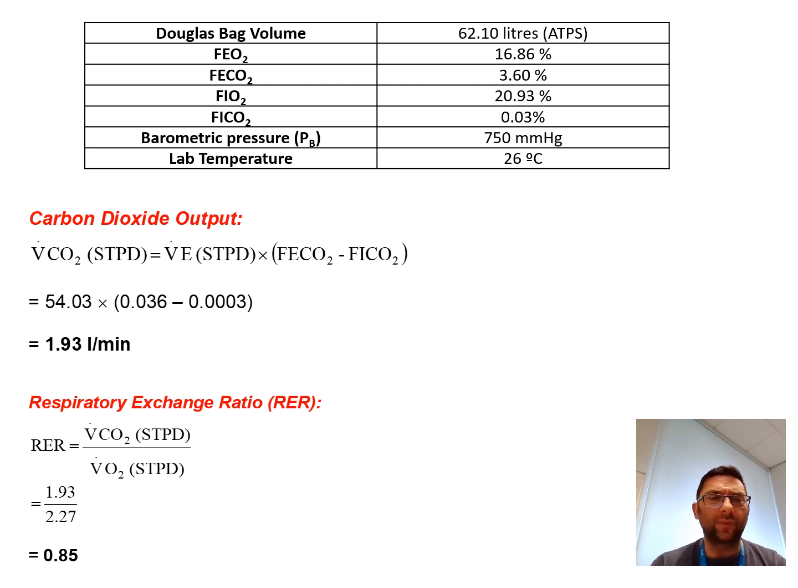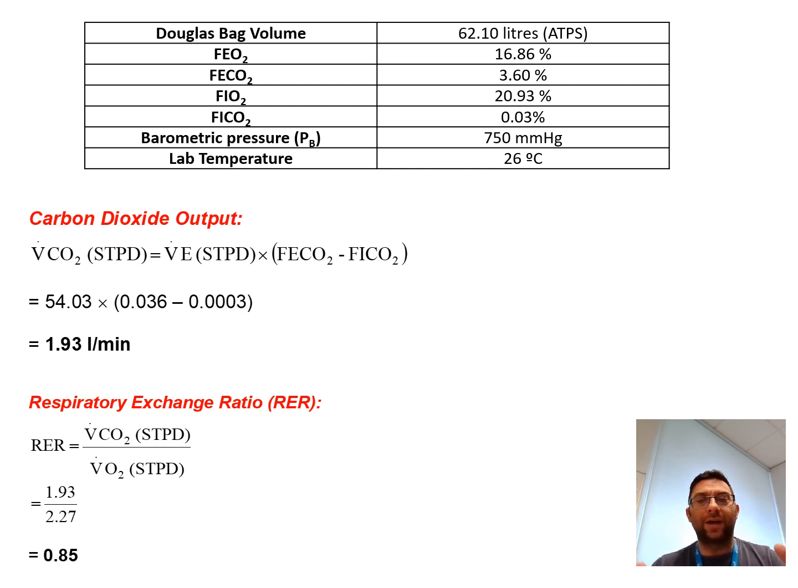I can't remember what stage during the test this was, but looking at the values, I would say it was probably relatively early to mid stage. Remember, VO2 was just over 2 litres per minute, so not particularly high. Lastly, we've got respiratory exchange ratio, RER, which is simply VCO2 divided by VO2. So 1.93 divided by 2.27, which gives us an RER value of 0.85.